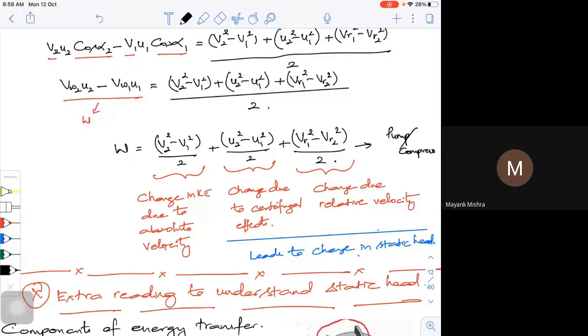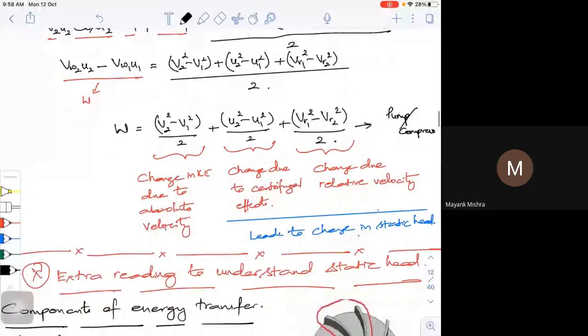Now the first component is the change in kinetic energy due to absolute velocity. The second component is the change due to your centrifugal effects. And the third component will be changing due to the relative velocity. Both the components on the right hand side, (U2 square minus U1 square) by 2 plus (VR1 square minus VR2 square) by 2, will lead to a change in static head. It can be a pressure head or whatever it is.